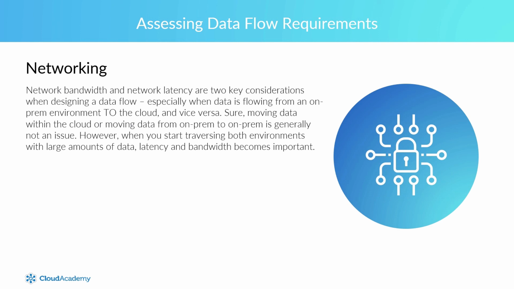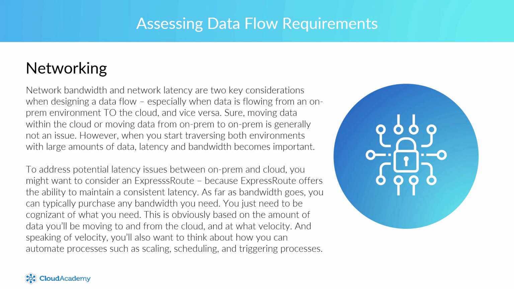Network bandwidth and network latency are two key considerations when designing a data flow, especially when data is flowing from an on-prem environment to the cloud and vice versa. Sure, moving data within the cloud or moving data from on-prem to on-prem is generally not an issue. However, when you start traversing both environments with large amounts of data, latency and bandwidth becomes important. To address potential latency issues between on-prem and cloud, you might want to consider an express route, because express route offers the ability to maintain a consistent latency.